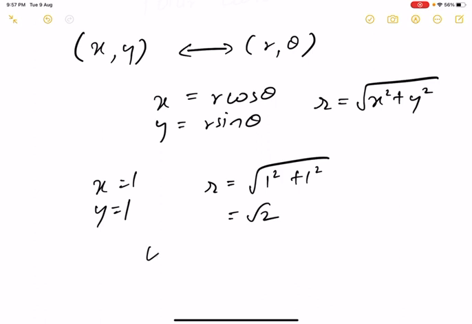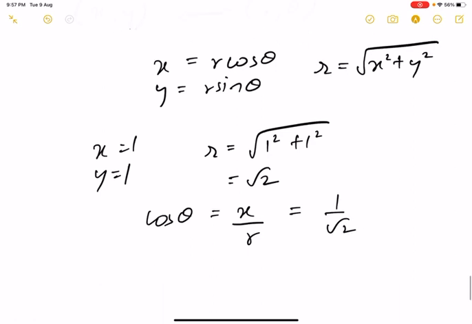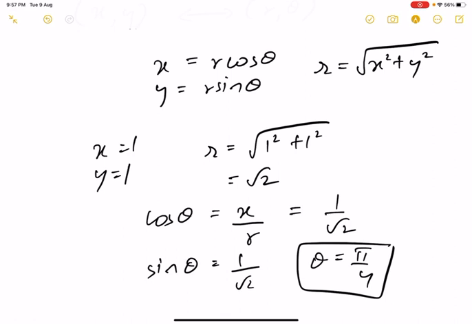Then what will be your cos theta? Cos theta will be x divided by r, which is 1 by root 2. Similarly, your sin theta will also be 1 by root 2. And then from this you can conclude that theta is pi by 4. Theta is indeed pi by 4.